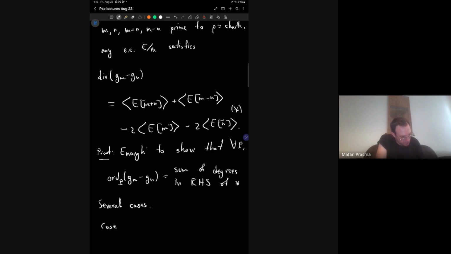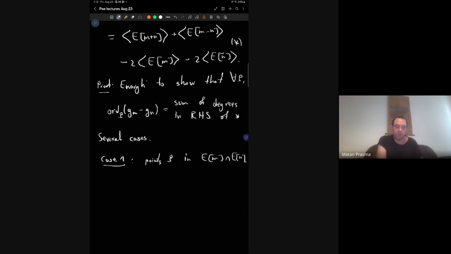Case 1, we basically did. Case 1 is the points P in the intersection of EM and EN. Here, what we showed is that, of course, the point at infinity is one such, it belongs to this intersection. And we showed that at O, GM minus GN has order -2.